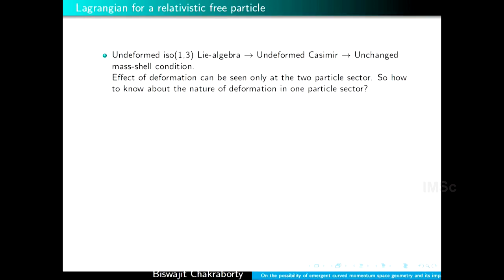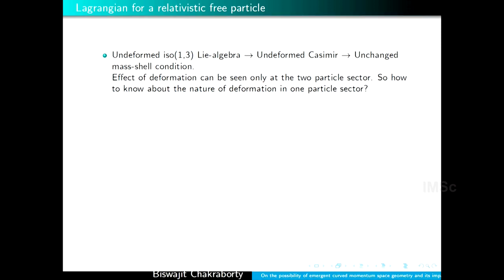So now our main task begins. What we want to do is construct the Lagrangian of a free relativistic particle. As I told you, we are not touching the structure of the Poincare algebra. So the Casimir operator remains undeformed, so the mass shell condition is unchanged. So this is the advantage.